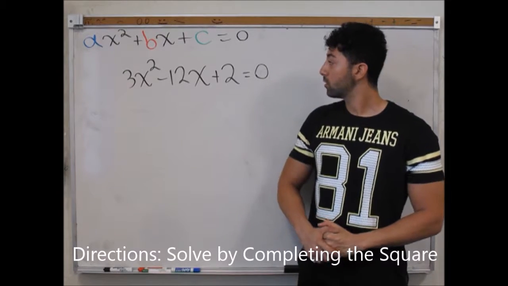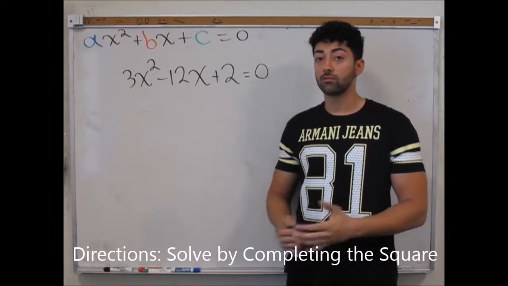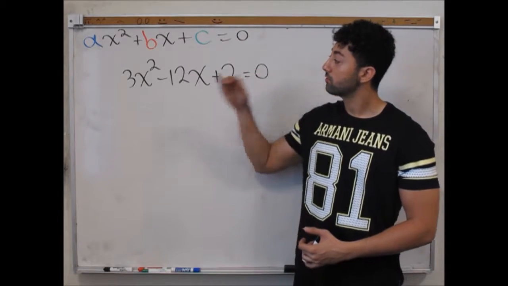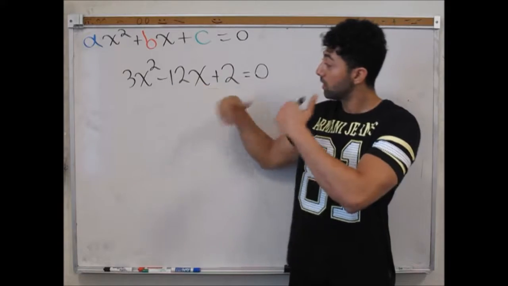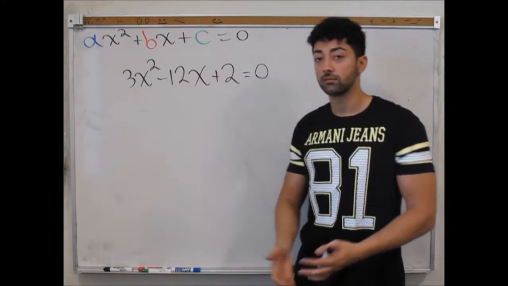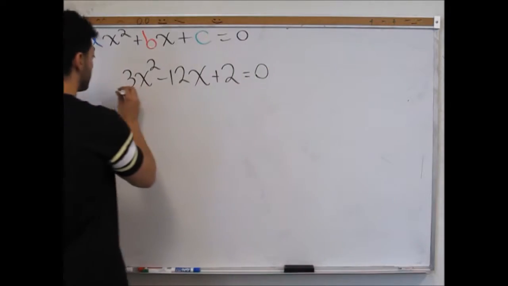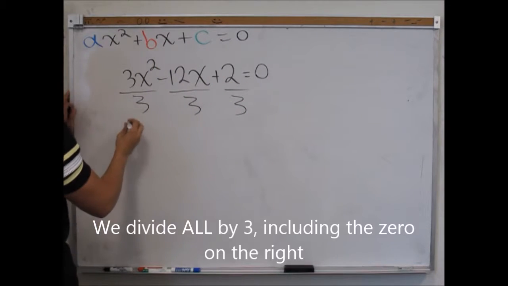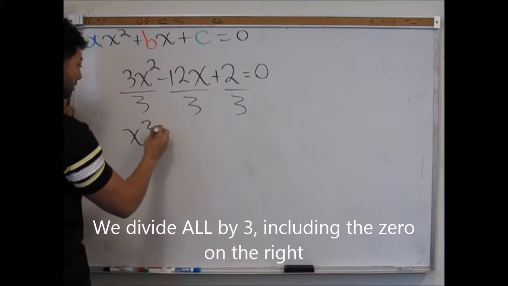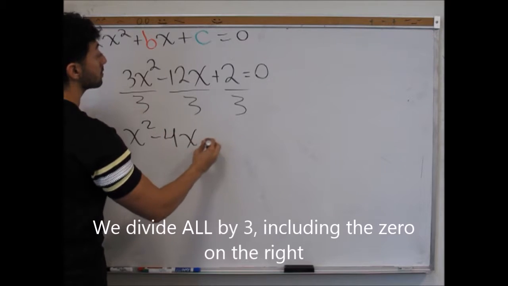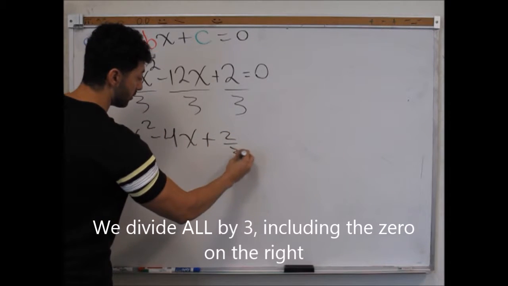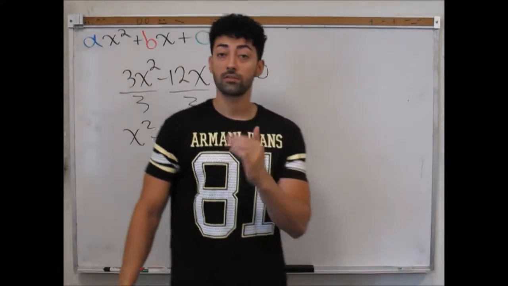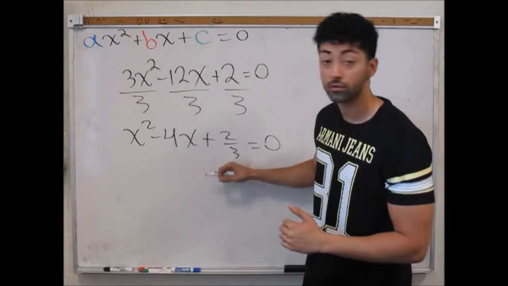First step, and we're going to solve by completing the square. So the first step is to divide, if your leading term has a coefficient in front, we're going to divide it out. So we're going to divide this 3 to get x squared minus 4x plus 2/3 equals 0. Then our second step was to subtract over c, which is 2/3.